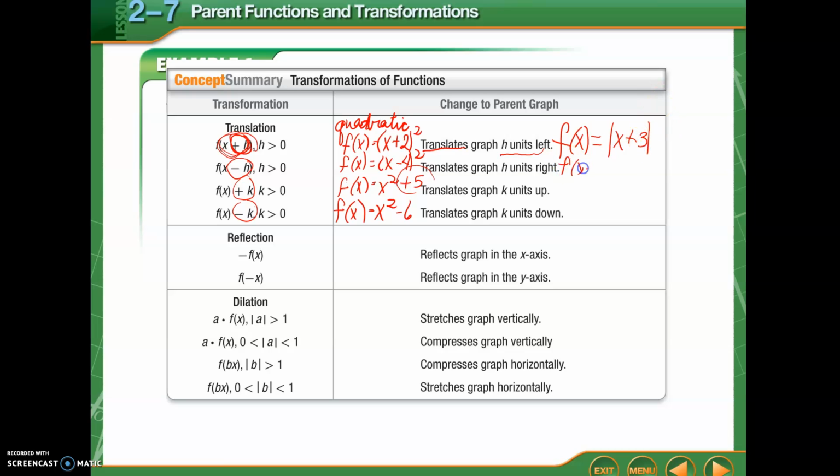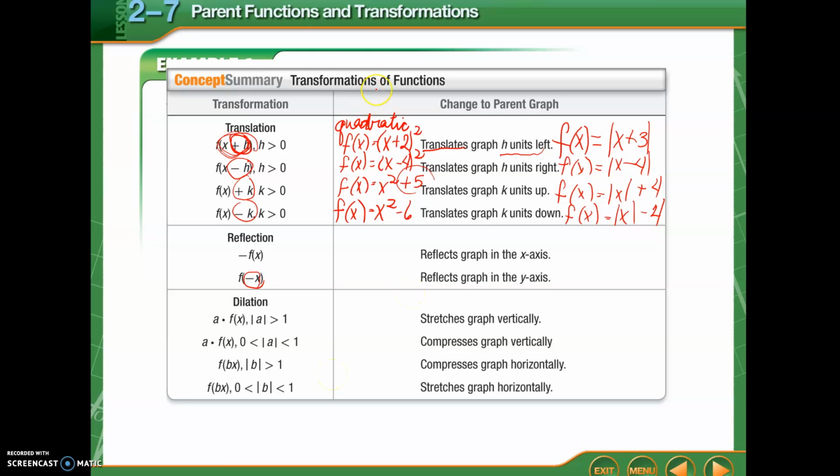If it's inside the absolute value with the x and it's negative, it moves it right. So inside, think opposite. If it's outside the absolute value, then it moves it up. And if it's outside the absolute value and it's negative, it's going to move it down. All right. If it's a negative of the parent function, then it's going to reflect over the x-axis, or reflect down. But if the negative's inside with the x, then it's going to reflect over the y-axis.